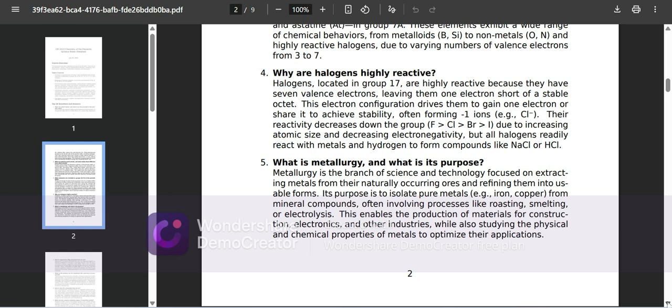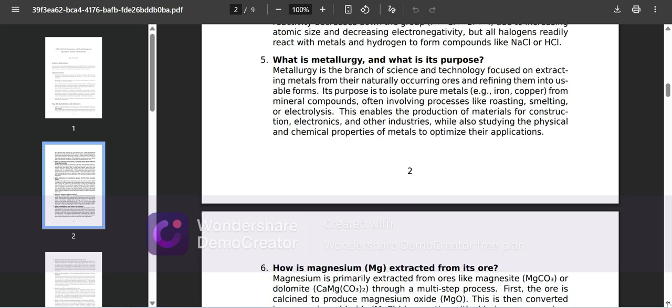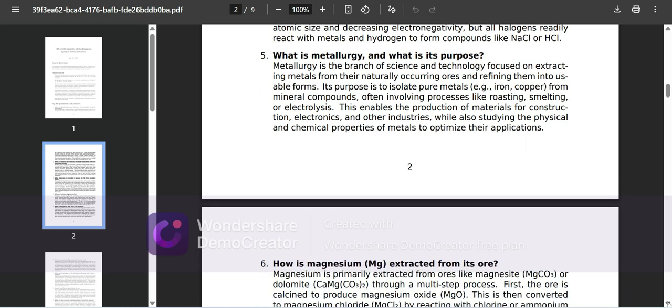Why are halogens highly reactive? Halogens, located in group 17, are highly reactive because they have 7 valence electrons, leaving them 1 electron short of a stable octet. This electron configuration drives them to gain 1 electron or share one to achieve stability, often forming -1 ions, for example fluoride. Their reactivity decreases down the group, from fluorine to bromine to iodine, due to increasing atomic size and decreasing electronegativity. But all halogens readily react with metals and hydrogen to form compounds like sodium chloride and HCl.